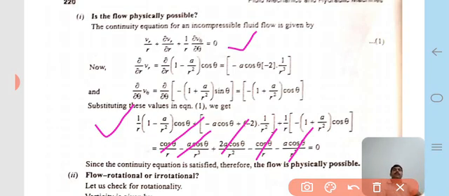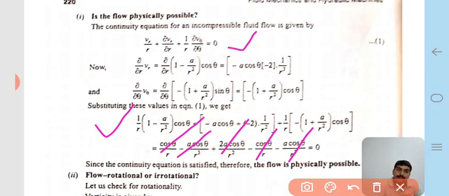Since the continuity equation is satisfied, the flow is physically possible, because the given velocity components follow the continuity equation.